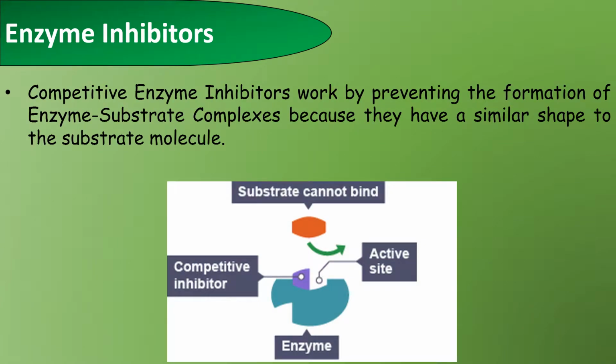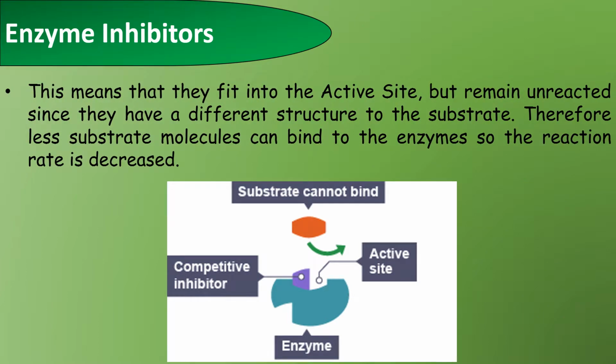Competitive enzyme inhibitors work by preventing the formation of an enzyme-substrate complex because they have a similar shape to the substrate molecule. So they block the active site. This means that they fit into the active site but remain unreacted since they have a different structure to the substrate. Therefore, fewer substrate molecules can bind to the enzymes, so the reaction rate decreases.